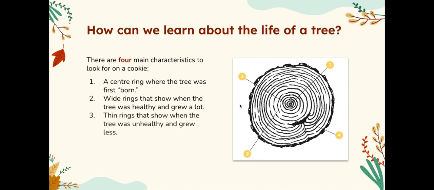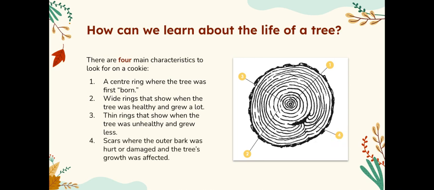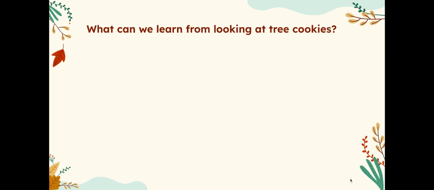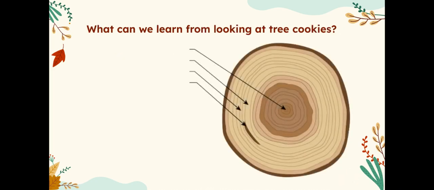Number 3, thin rings that show when the tree was unhealthy and grew poorly. And you see this number 3 pointing to these thin rings in the early years of this particular tree's life. And finally, number 4, scars. Scars show where the outer bark was hurt or damaged and the tree's growth was affected. What can we learn from looking at tree cookies?